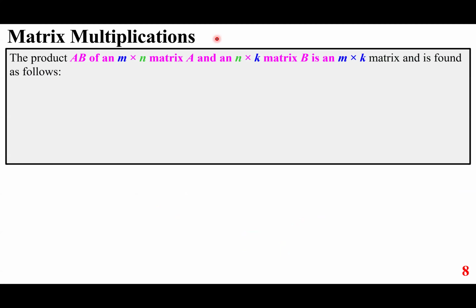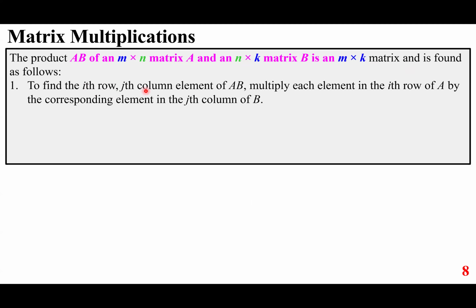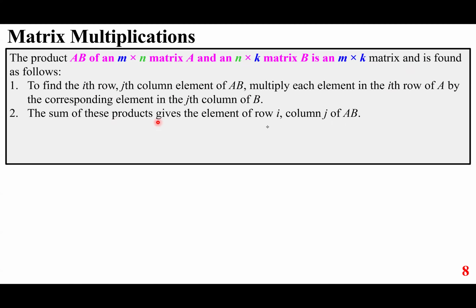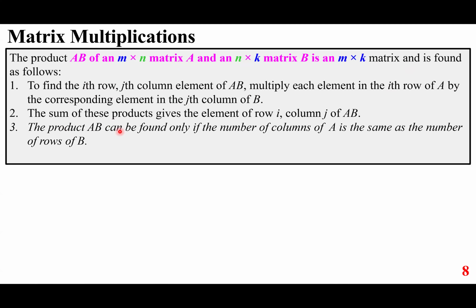Matrix multiplication. The product AB of an M by N matrix A and an N by K matrix B is an M by K matrix and is found as follows. To find the ith row, jth column element of AB, multiply each element in the ith row of A by the corresponding element in the jth column of B. The sum of these products gives the element of row i, column j of AB. The product AB can be found only if the number of columns of A is the same as the number of rows of B. The final product will have as many rows as A and as many columns as B.